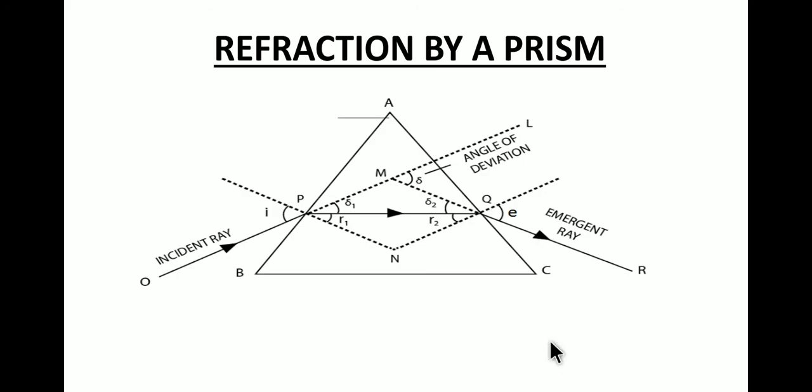The angle on top is called the angle of prism, which is represented by capital A. The relation between the angle of incidence and the angle of emergence is shown as the angle of prism plus the angle of deviation. So if we add the angle of incidence and the angle of emergence, the sum total will be equal to the angle of prism plus the angle of deviation.